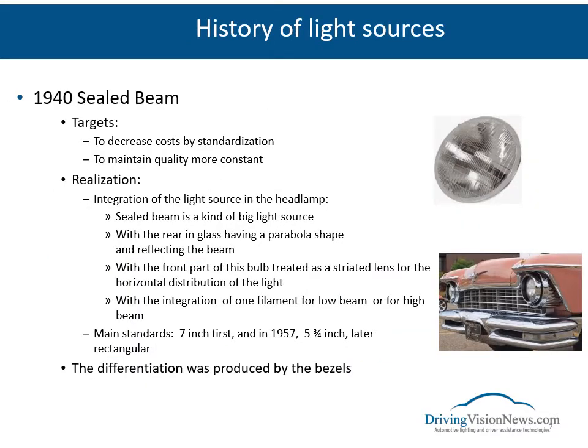In 1940 appeared the sealed beam, mainly in America. The target was to decrease cost by standardization and to have a stabilized quality. To realize this sealed beam, glass was used not only for the front lens but also for the reflector. In fact it was a kind of big bulb with the filament inside, naturally, with a reflector made of glass, with metallization to reflect light, and with some striation on the front lens. It was a system having at the beginning only one diameter, but after, another diameter appeared. And the differentiation for style was in that case mainly produced by the bezels, the optical unit being standard at that time.